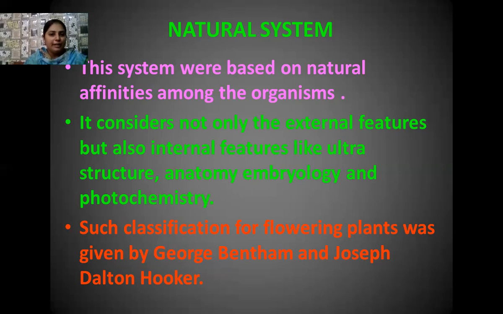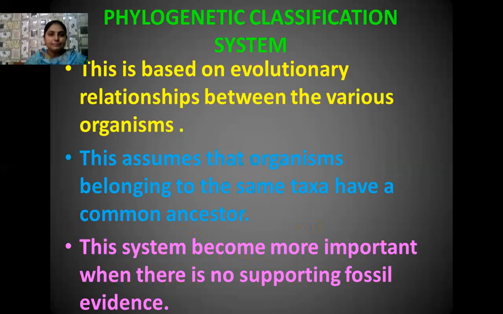As all of you know very well, such classification for flowering plants was given by two scientists jointly, and their names were George Bentham and Joseph Dalton Hooker. So that's why this system is also known as the Bentham and Hooker system of classification. All the species of flora that are present in our country are classified on the basis of this Bentham and Hooker system of classification.